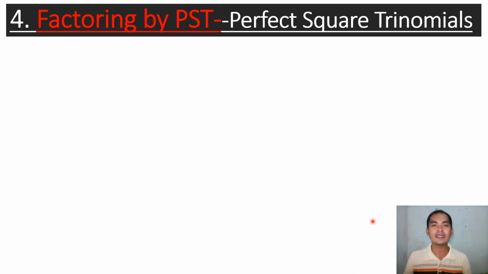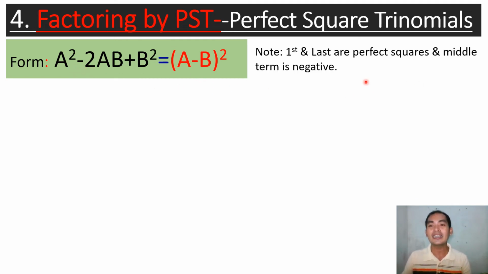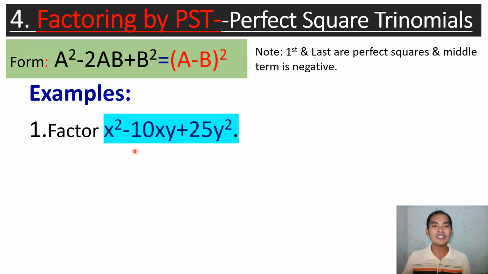Another type of factoring is factoring by PST negative. Still, PST means perfect square trinomial. Here, we have the form a squared minus 2ab plus b squared equals the square of a minus b. Pareho lang ito sa pangatlong type of factoring. Ang pagkakaiba lang ay yung nasa gitna. Take note that the first and the last are perfect squares and the middle term is negative. But then the last term is still positive. So, for instance, we have here the same example, yung gitna lang ang pinalitan ko.